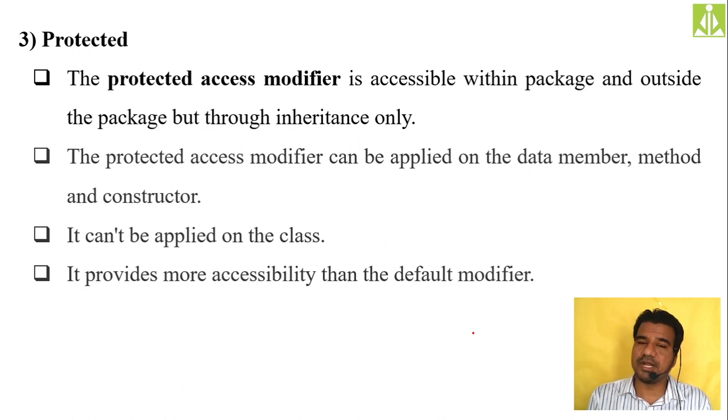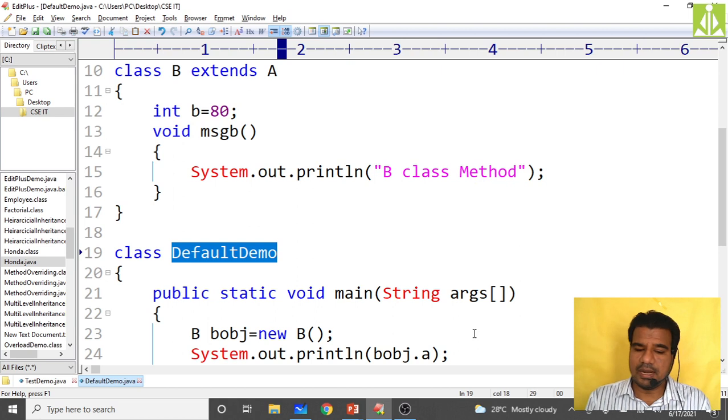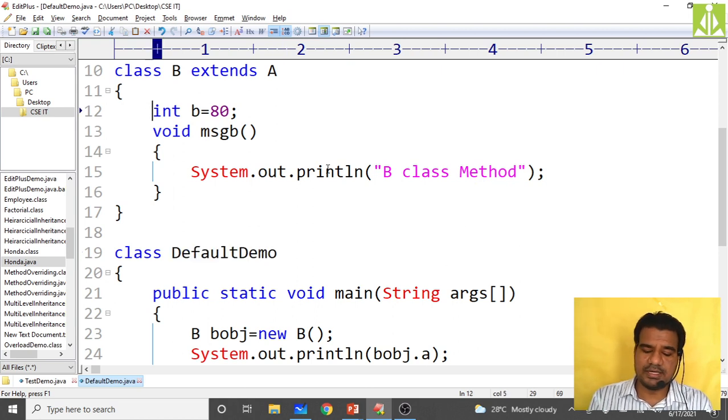Okay, it is less protected than default. So what keyword do we use in order to make our member protected? The keyword protected. So come to your same program and make all the types as protected, all the variables and all the methods as protected.